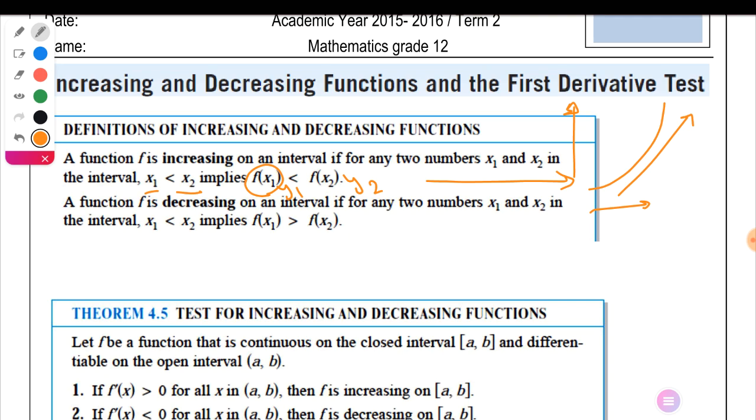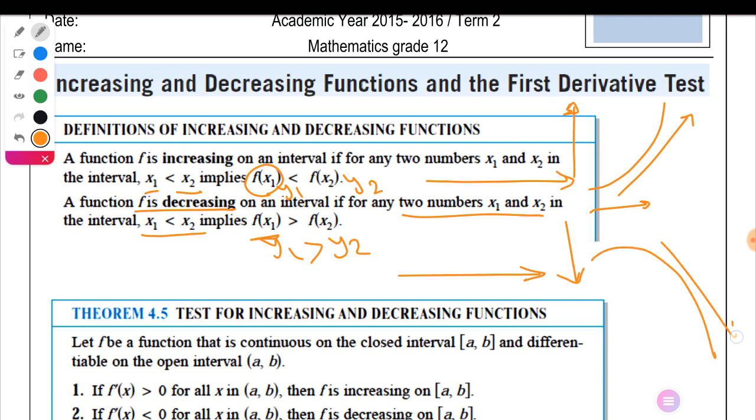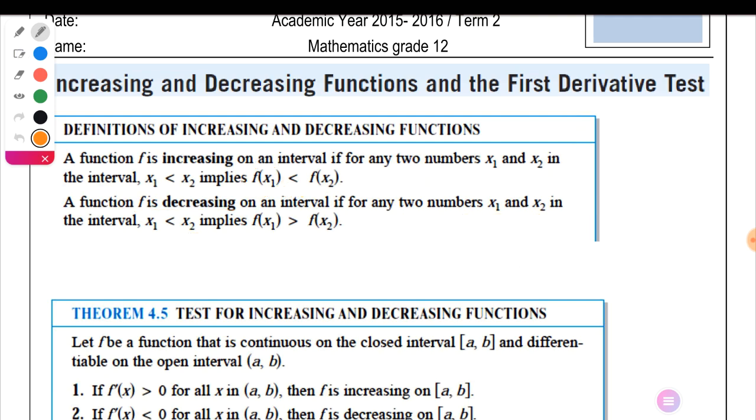If a function is decreasing on an interval, then for any two numbers x1 and x2 in the interval such that x1 less than x2, this implies f(x1) greater than f(x2). It means y1 greater than y2. In another way, as x increases, y decreases. The graph of the function looks like this. That is the meaning of increasing or decreasing function.